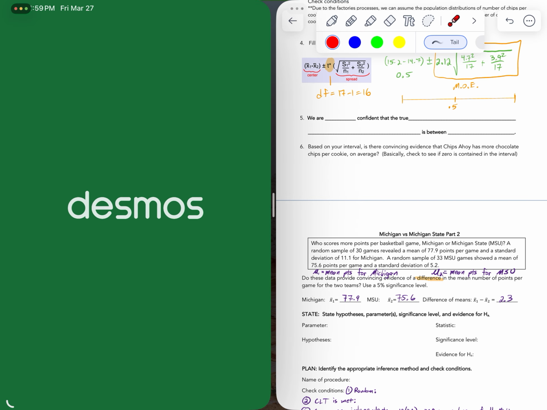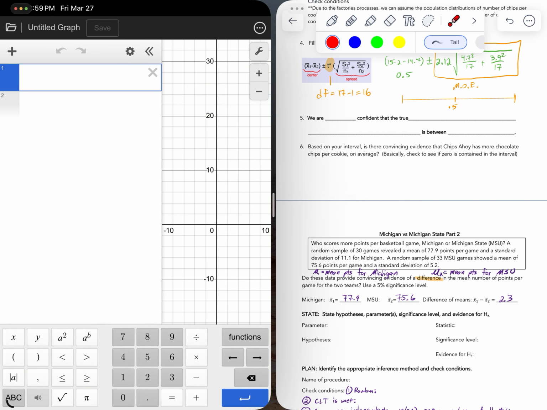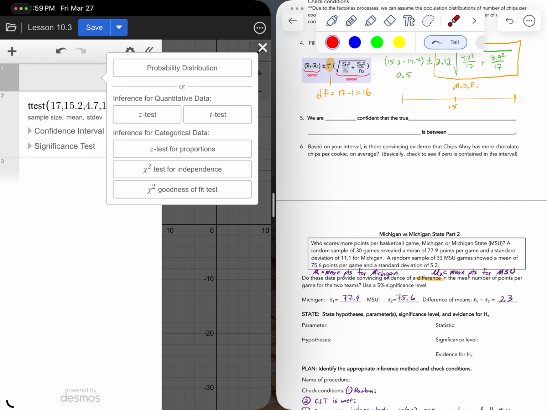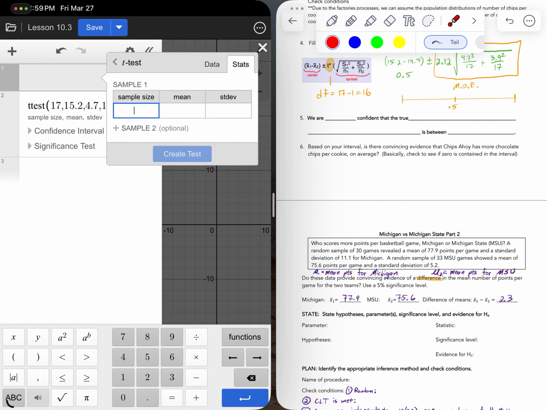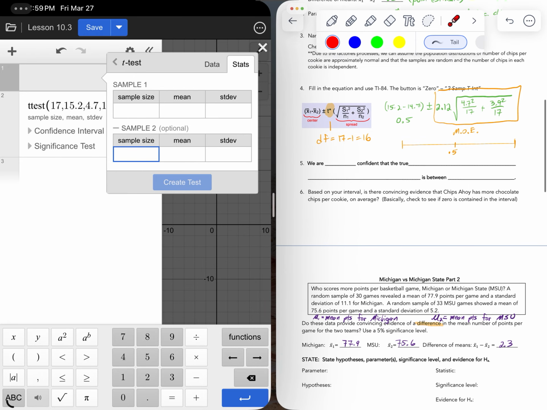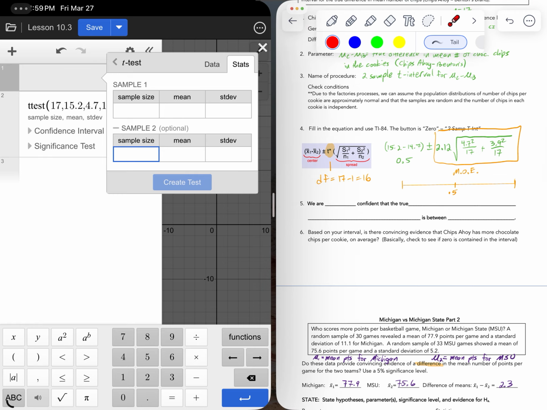I have, let's see, I think I saved it. Yeah, lesson 10.3. So I put in a t-test with all the numbers. If you want to see how I did that, it's where it always is. Put your stats in here, and then you do the second sample below it. I put Chips Ahoy first, and then I put Benton's second, and just put it in carefully.